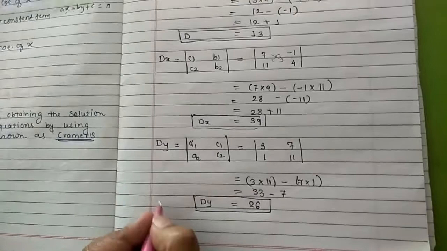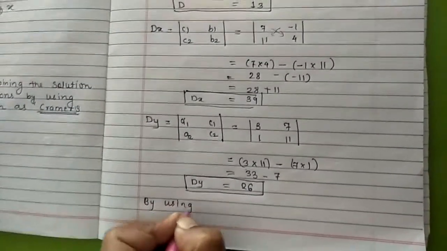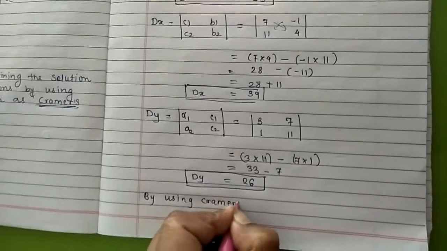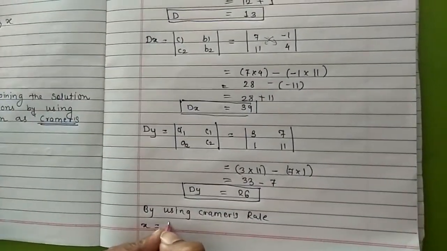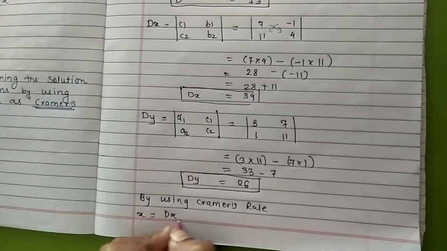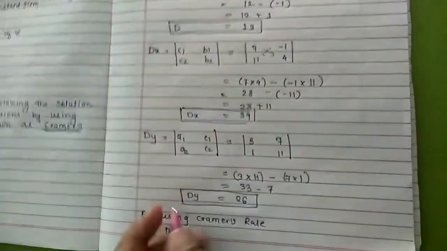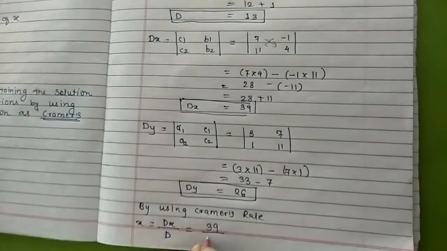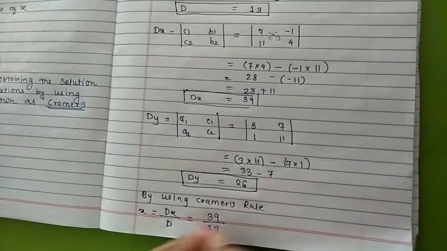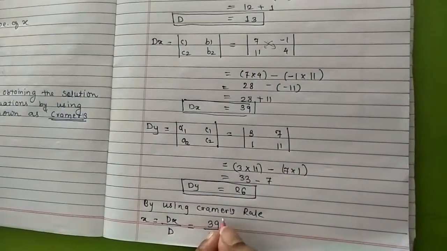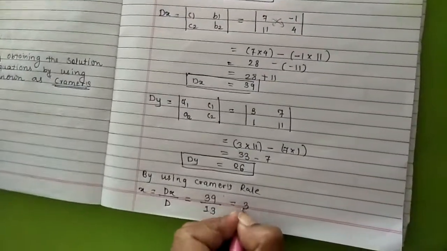So now we are going to say by using the Cramer's rule. Cramer's rule for the x variable is x is equal to dx by d. So dx is 39. So 39 divided by d, d is 13. So 13 ones are 13 and 13 threes are 39. So what we are getting, 3.